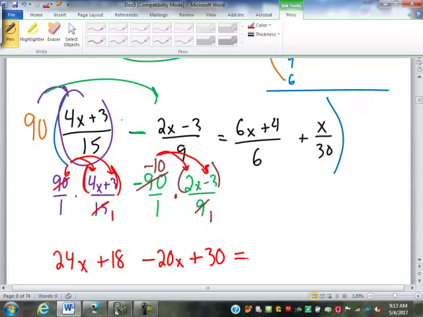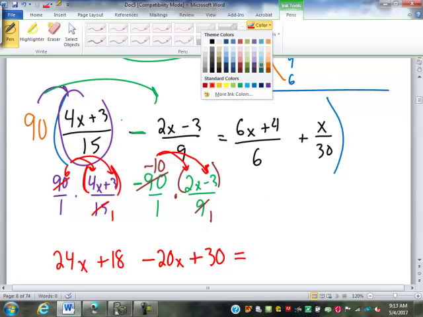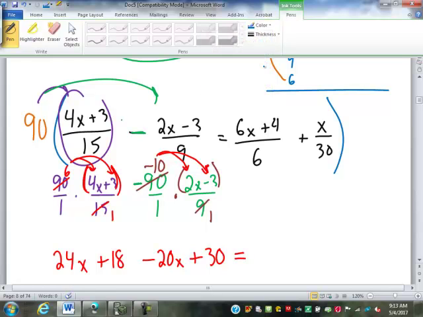positive 30. Do you want me to pause for a second? Let you catch up, Nate? Okay, I'll give you a second. Yeah, it looks really ugly and intimidating, but it's not as horrible as you think once you get into it.